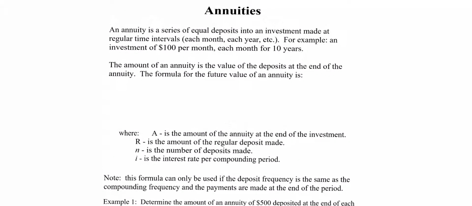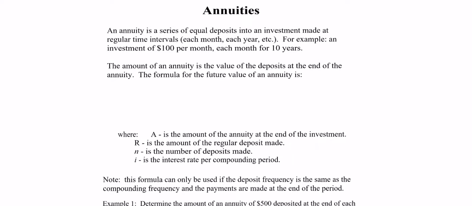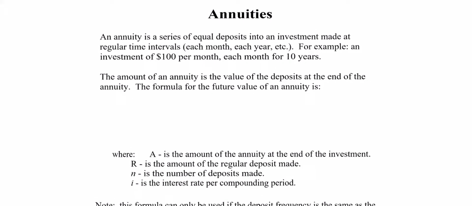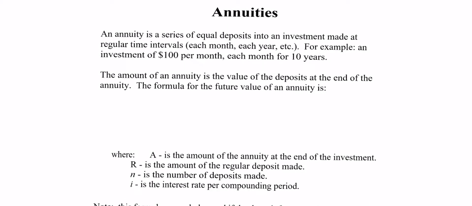Now, with annuities, an annuity is a series of payments or equal deposits into an investment made at regular intervals, such as each month, each year, semi-annually, weekly, monthly, or daily. The amount of an annuity is the value of deposits at the end of the annuity.